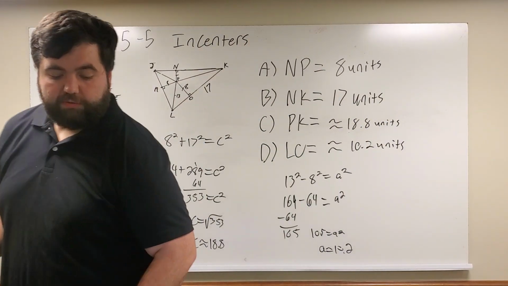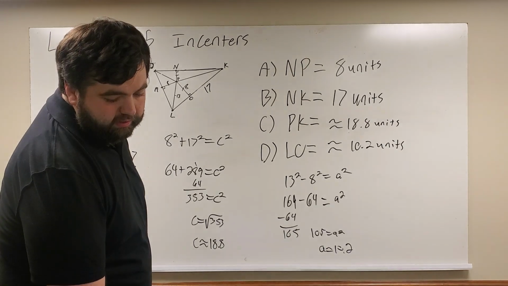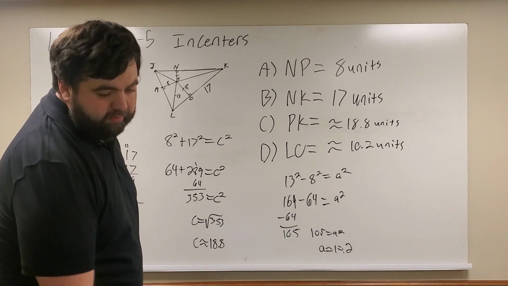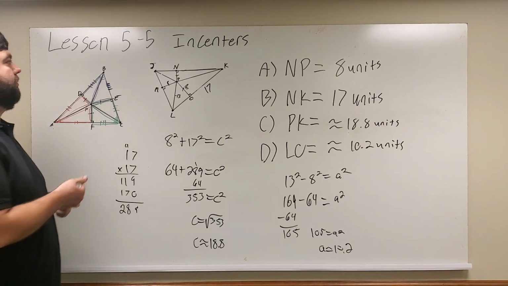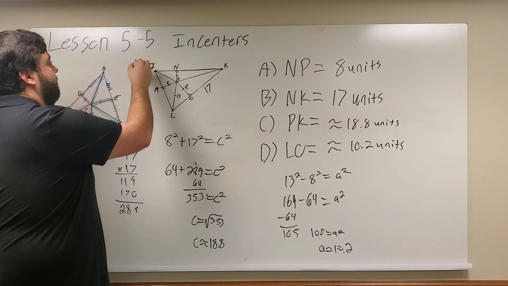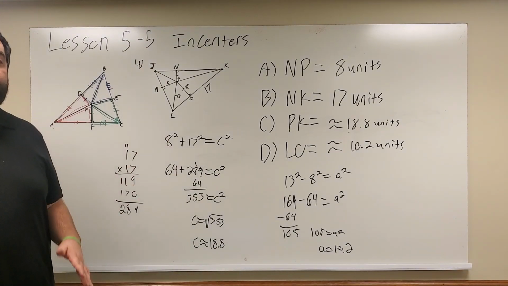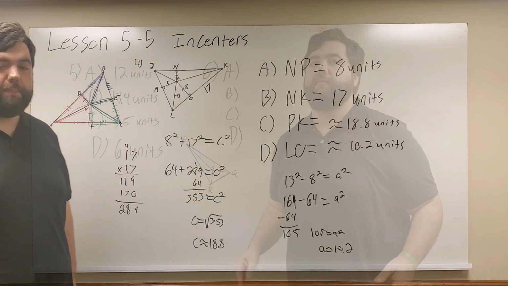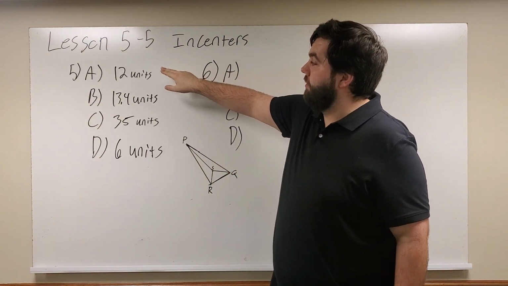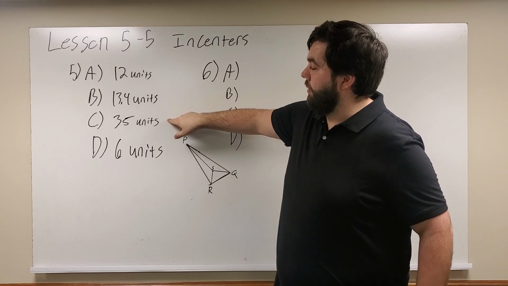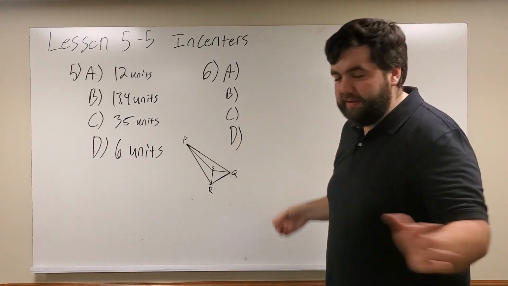Alrighty, so hopefully you're able to follow along with that. Go ahead and complete number 5 and 6 on this page. This was number 4. Pause the video now, do 5 and 6, and then I'll go over the answers. So for number 5, you should have gotten 12, 13.4, 35, and 6.